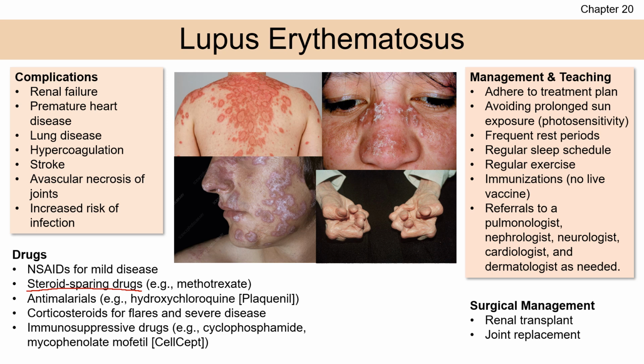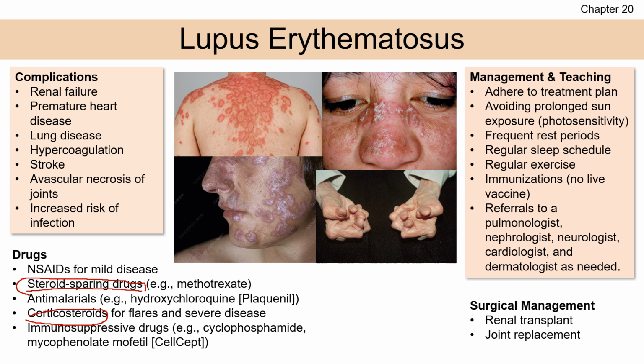What that means, steroid sparing, is that we can't always use corticosteroids for long periods of time at high doses because they have side effects. So if we pair a corticosteroid up with a steroid sparing drug, then we'll get the same result with less medication. Some anti-malarials, hydroxychloroquine, is an option. Immunosuppressive drugs can also work, to calm down our immune system because it is an autoimmune disease.